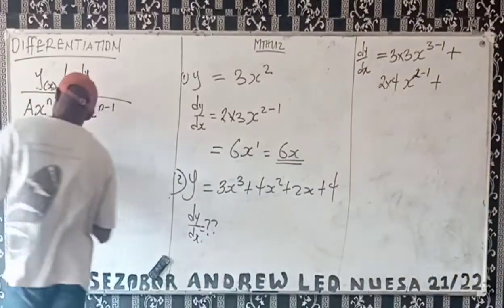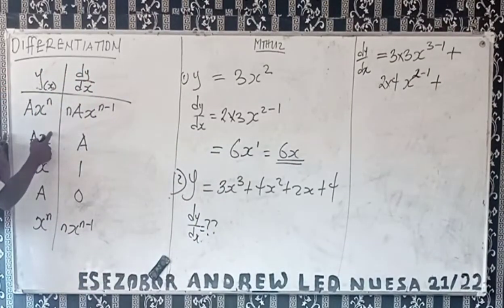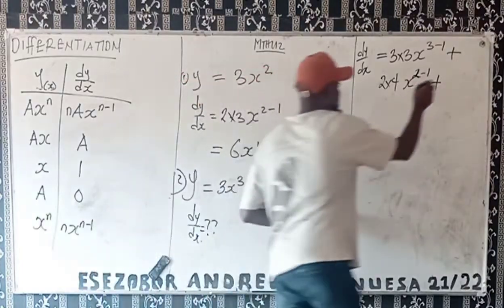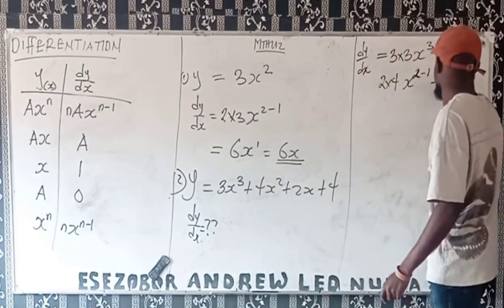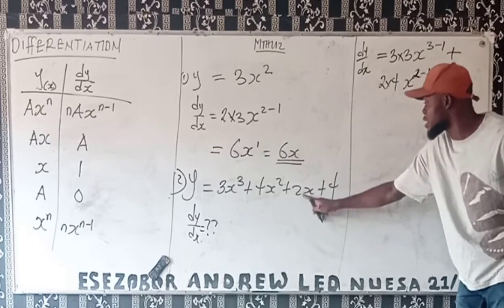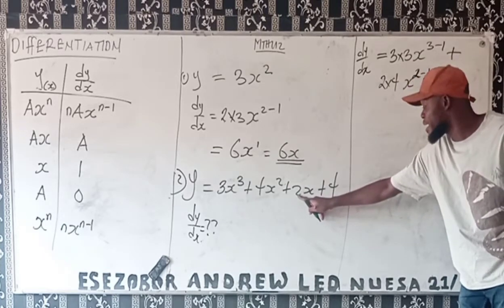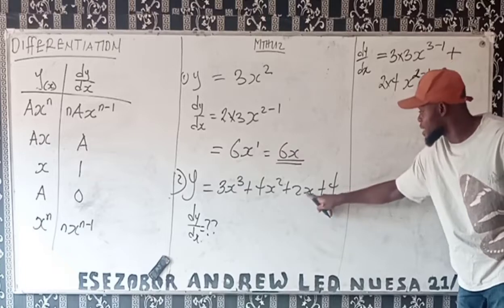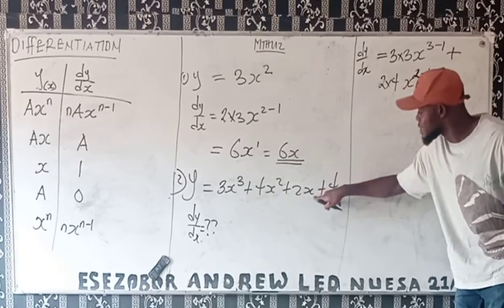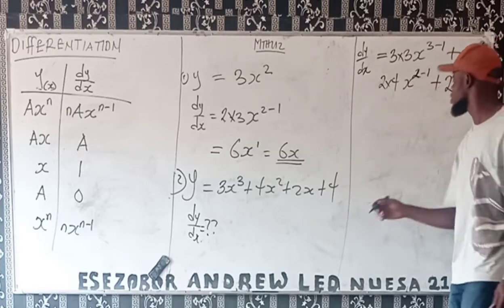Remember, if I have ax, in which the power is 1, the answer will become a. So if I have 2x now, and I differentiate it, the answer becomes 2, because the power of this x is just 1. This one is just like ax, where a is 2. If I differentiate ax, the answer will be a. If I differentiate 9x, the answer will be 9. 20x, 20, with respect to x. Take note of that.